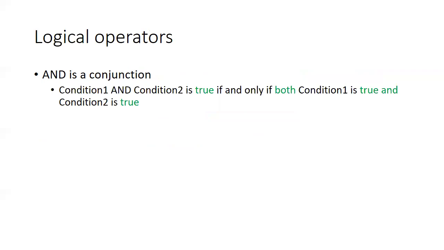So let's look at logical operators. Logical operators are used to join two conditions together. There are two ways that we can join them. We can join them with an and, which is called a conjunction, or we can join them with an or, which is called a disjunction.